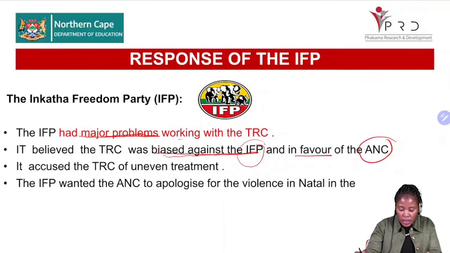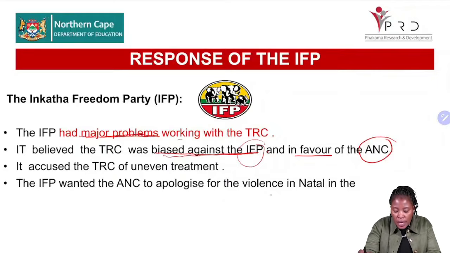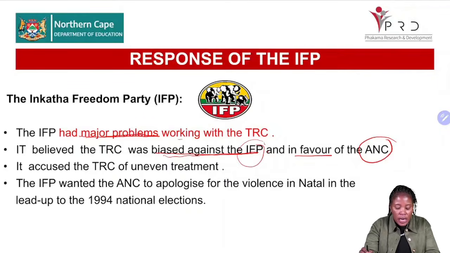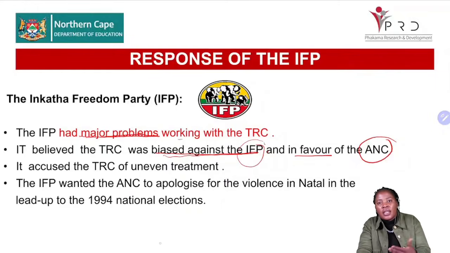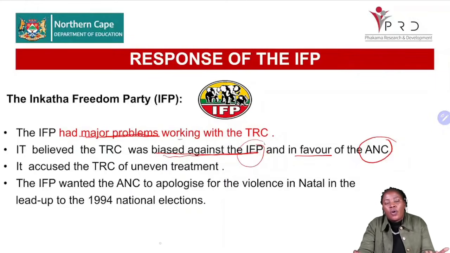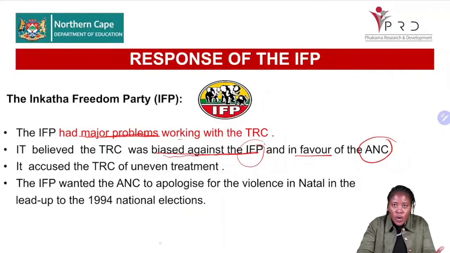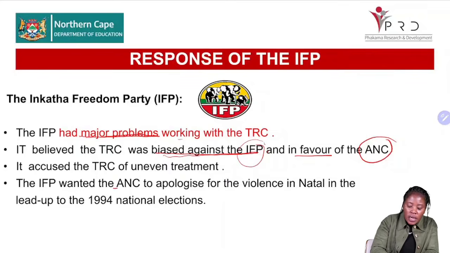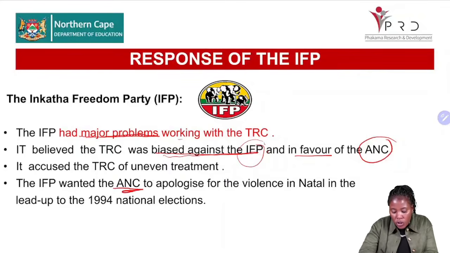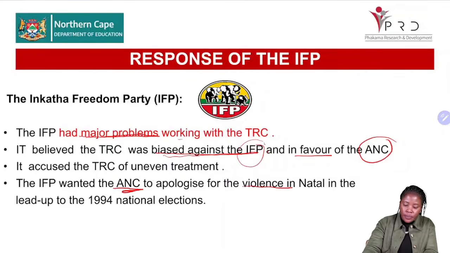The IFP wanted the ANC to apologize for the violence in Natal in the lead up to the 1994 national elections. Like I have indicated, remember in the previous topic we spoke about violence between different political parties, where people ended up dying, where violence was used, human rights were violated. Now in that case, the IFP wanted the ANC to apologize for the violence.